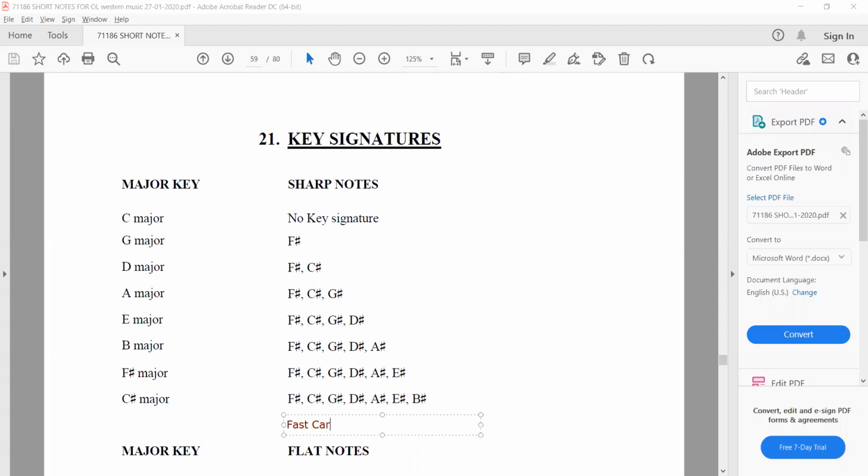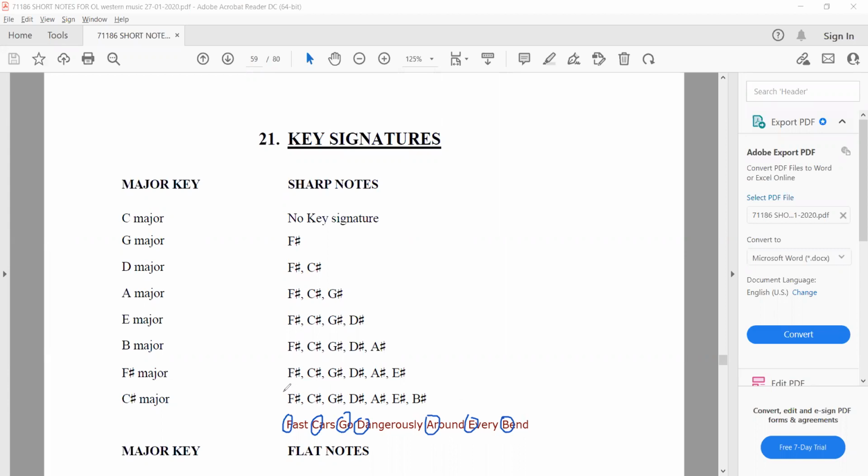Fast cars go dangerously around every bend. Okay, just to remember this: F, C, G, D, A, E, B. So you have to look at the very first letters here. F, C, G, D, A, E, B. So just remember this sentence. Okay, fast cars go dangerously around every bend.